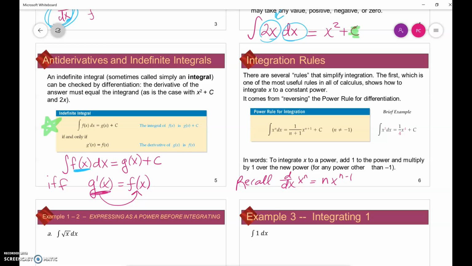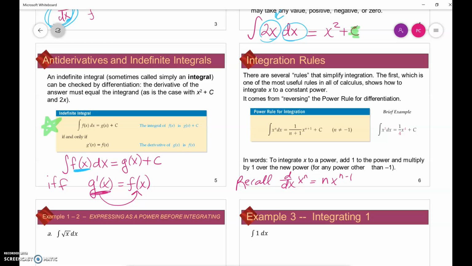Well, if we're going to go backwards and we want to end up with the exact same thing that we started with, instead of multiplying by something, we essentially have to divide by something, okay? And then instead of subtracting a variable, we would need to add a variable. We're going the opposite direction.